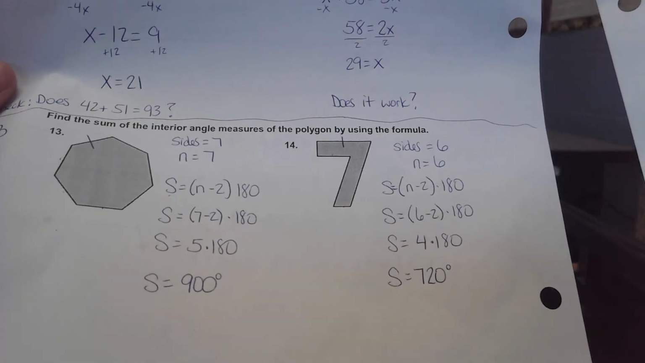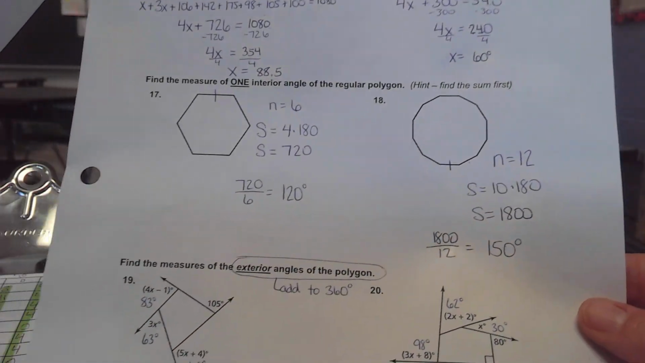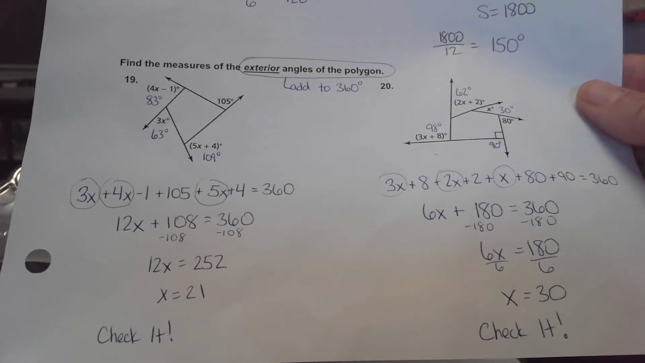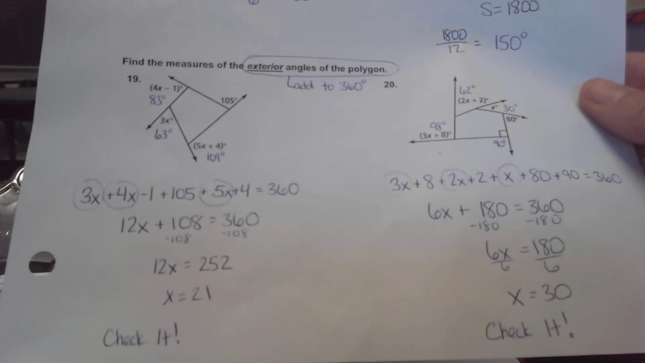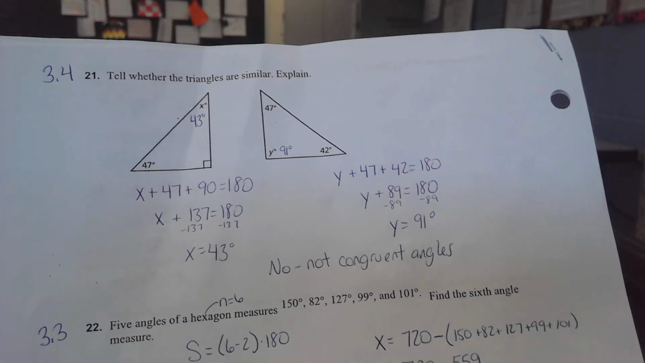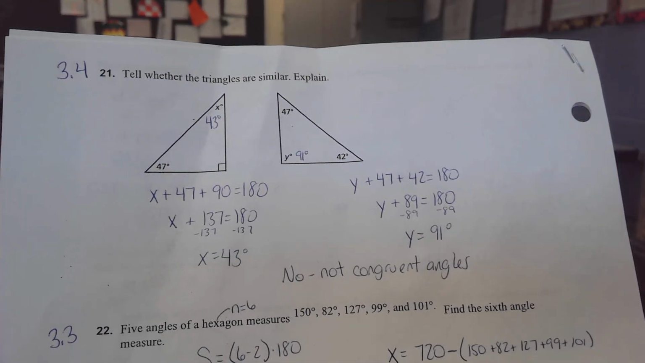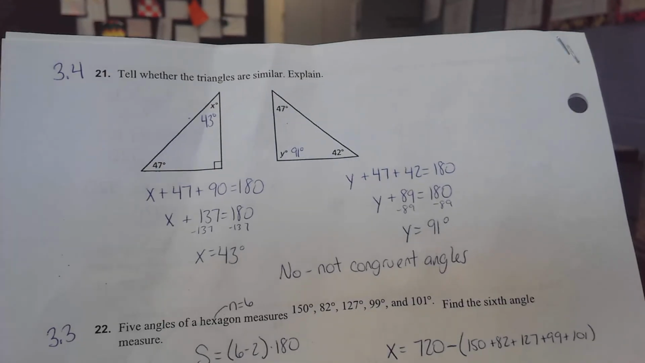We use it again and again and again through 15, 16, 17, 18, and then here's another one. Exterior angles of a polygon. Any shaped polygon will always add to 360. And then similar triangles. In order to tell that two triangles are similar, you have to have at least two pairs of congruent or matching angles.